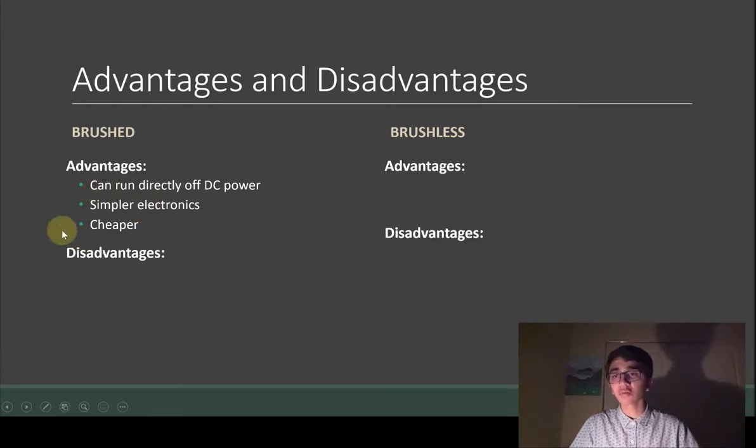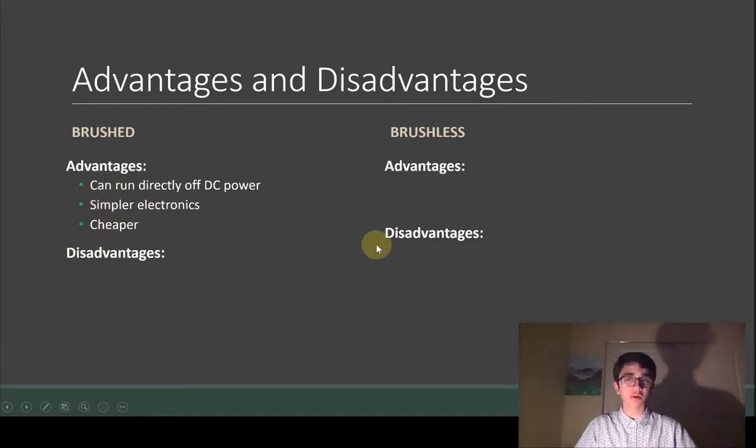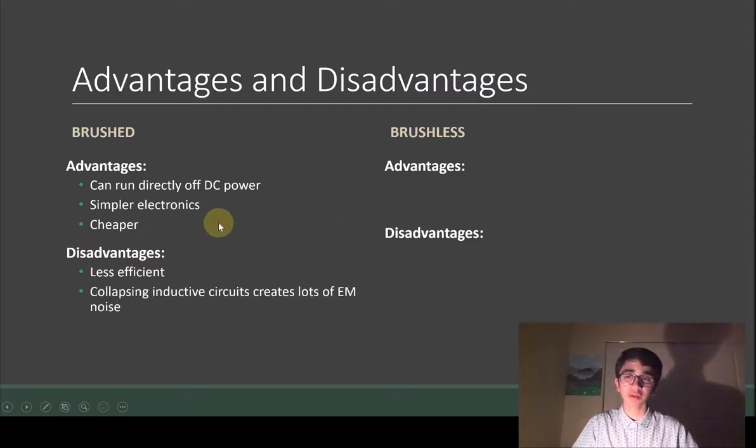Overall it's cheaper compared to its brushless counterparts, right? This is because we don't have to pay for that sensor and the integrated controller. So it's relatively cheaper compared to brushless motors. Okay, disadvantages: it is a little less efficient. Brush motors usually operate at 70 to 80% efficiency, which is a little less than brushless motors.